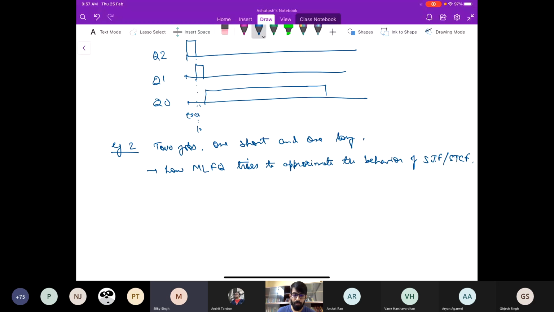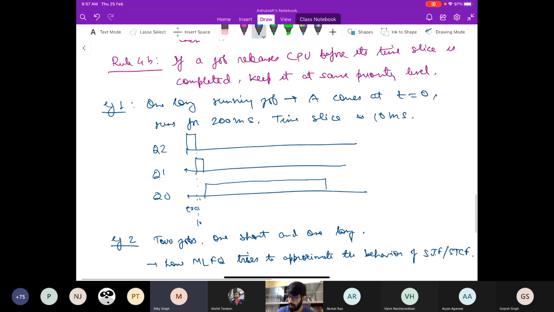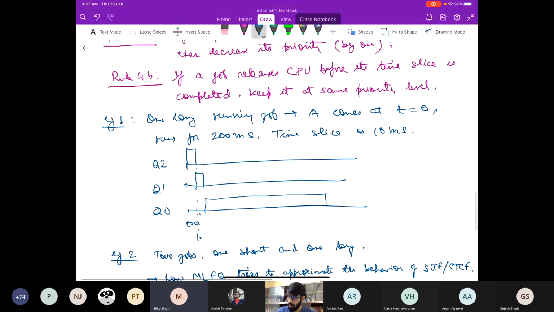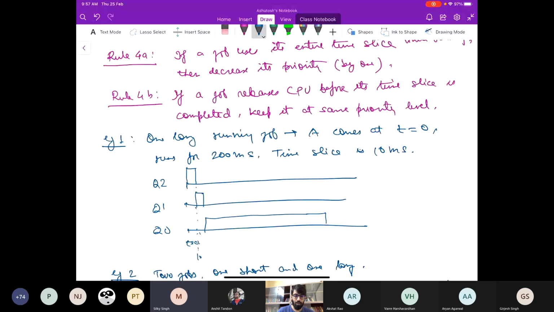Sir, in the previous example, have you applied rule 4B when the process goes to Q0? No, I have not applied. But Q0 is the bottommost level. And anyway, the job does not release the CPU before its time slice because it's a long running job. So it stays at that level because that's the bottommost level. So rule 4A will not be applicable at the bottommost level. Yeah, of course. You can't reduce the priority anymore.